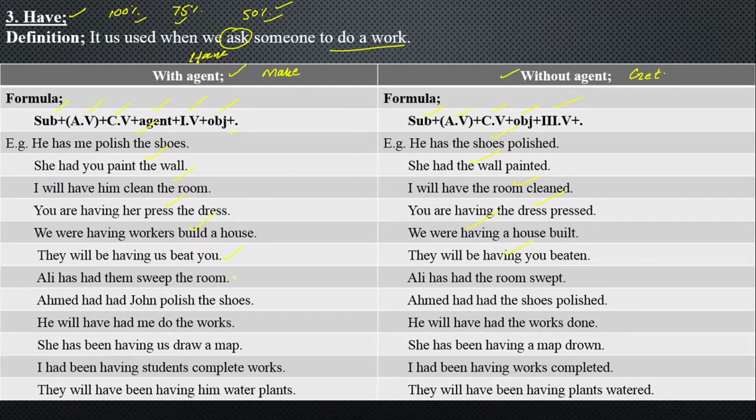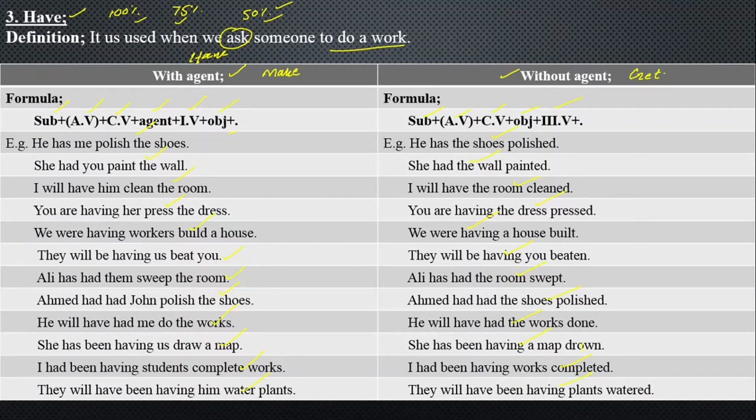Ali has had them sweep the room. Ali has had the room swept. Ahmad had John polish the shoes. Ahmad had the shoes polished. He will have had me do the works. He will have had the works done. He has been having us draw a map. He has been having a map drawn. And I had been having students complete the works. I had been having the works completed. They will have been having him water plants. They will have been having plants watered.